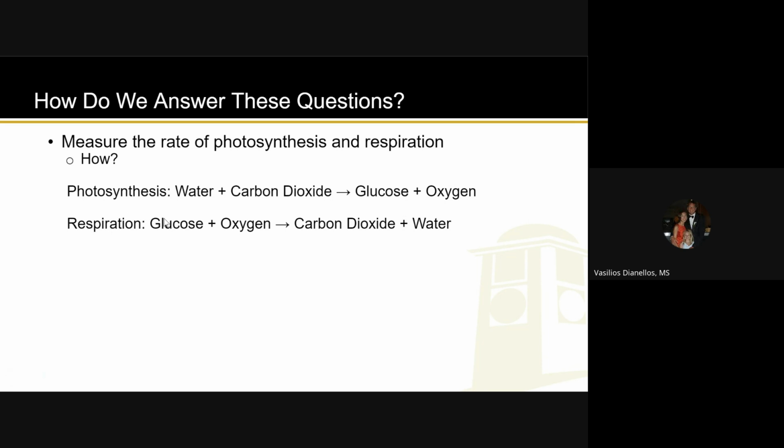And then really quickly, because I'm saying basically the same thing, but in reverse, if we could measure the levels of glucose, we know if the levels of glucose are decreasing, then respiration must be happening because it uses glucose. If we know oxygen is decreasing, we know respiration is happening because it uses oxygen. If carbon dioxide is increasing, then we know respiration is happening because it's producing carbon dioxide. If the levels of water are increasing, then we know respiration is happening because it produces water, right?